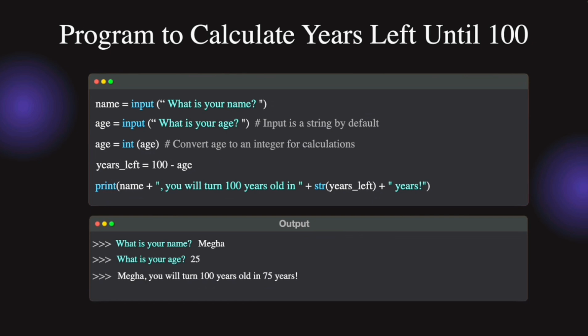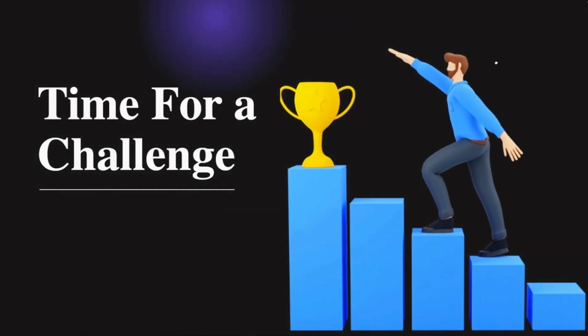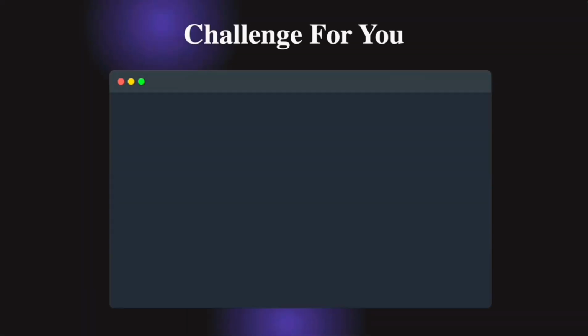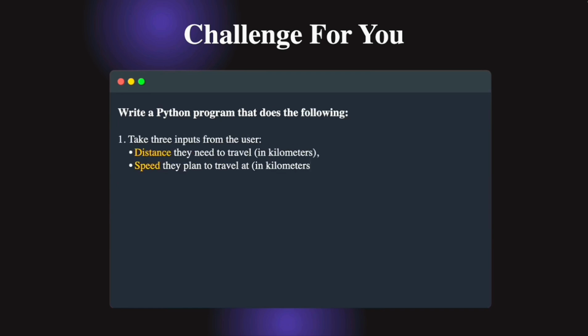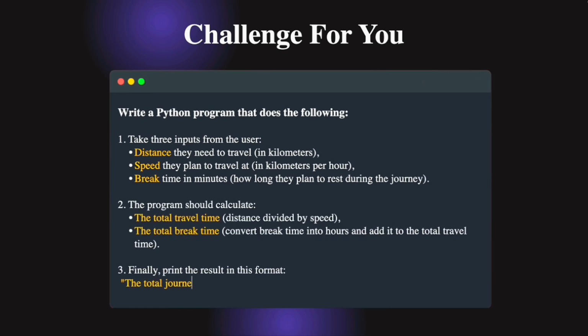So far, we have covered several important Python concepts, such as the input function, variables, and operators. Now, a slightly advanced and fun challenge awaits you, which will help you apply all these concepts together. You have to write a program where you need to take 3 inputs from the user. First, distance, where they will input how much distance they want to travel in kilometers. Second, speed, where you will input at what speed you will travel in kilometers per hour. Third, break time, where they will input for how long they will rest in minutes. They will store each of these.